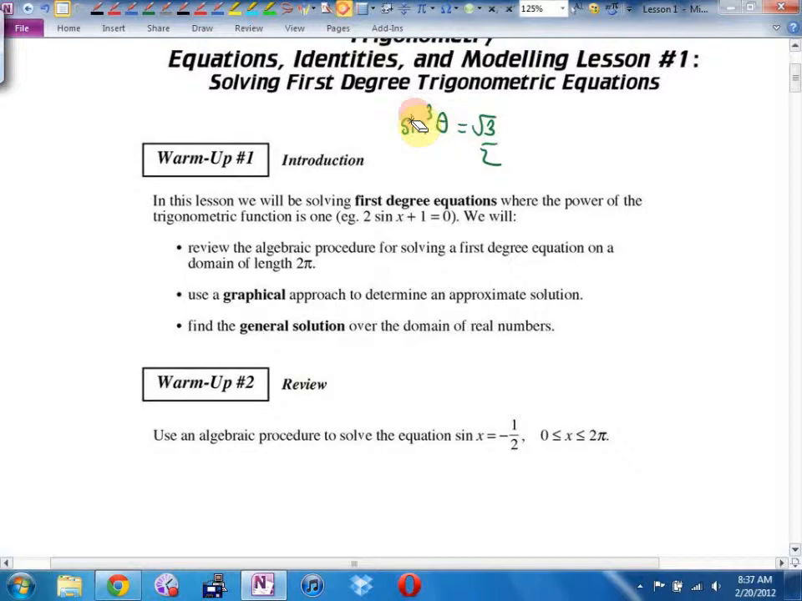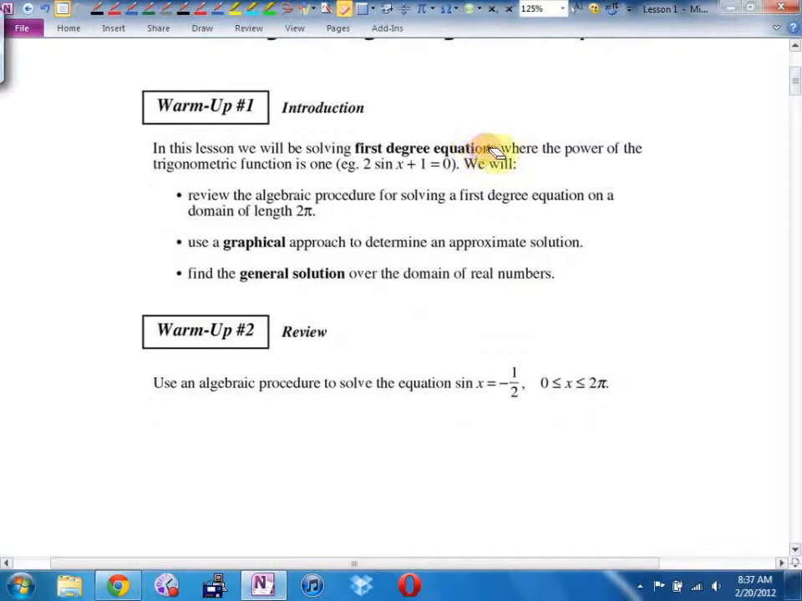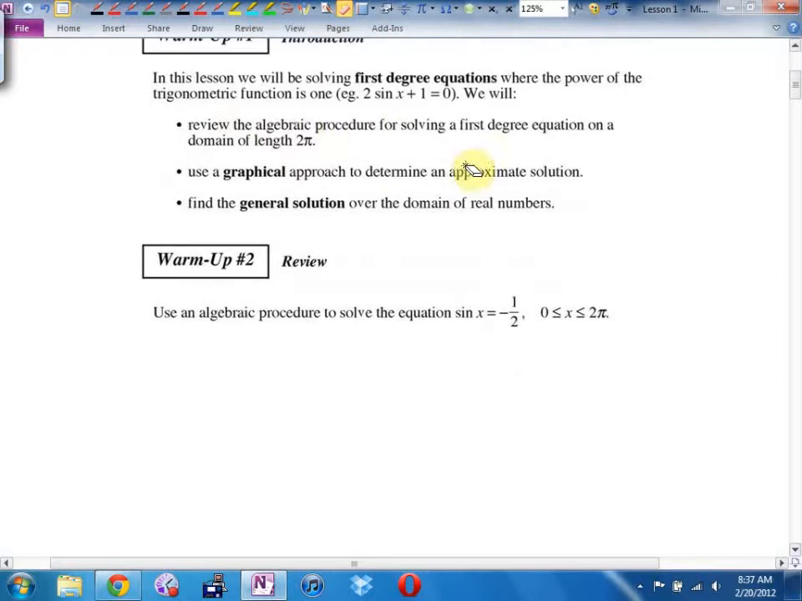But what we're going to add now, even though we did this last unit, is this: what if we don't restrict the domain to between 0 and 2 pi? So in this lesson, we will be solving first-degree trig equations, where the power of the trig function is 1. We'll review the algebraic procedure. We're not really going to use a graphical approach because I'm not big on that. I think it's a waste of time. But what we are going to introduce to you, Brett, is this notion of the general solution. This is where I said to a couple of you, I accidentally assigned a couple of general solution questions from the big trig review that I should not have.